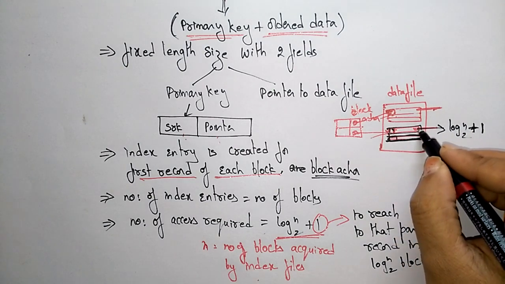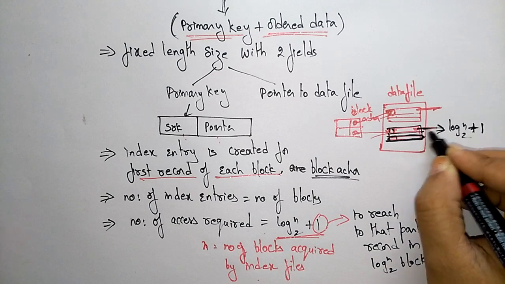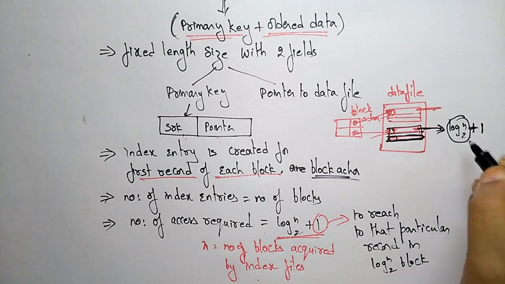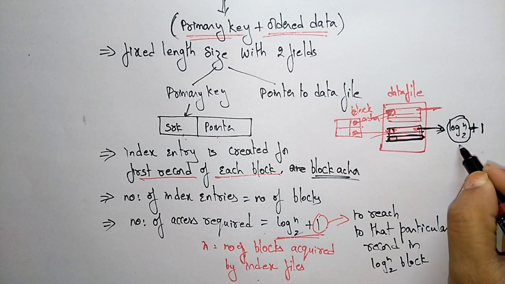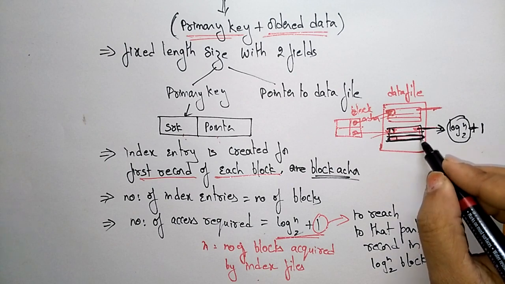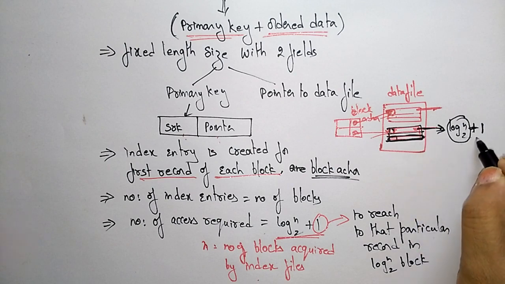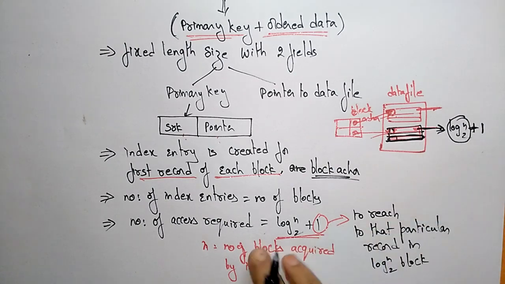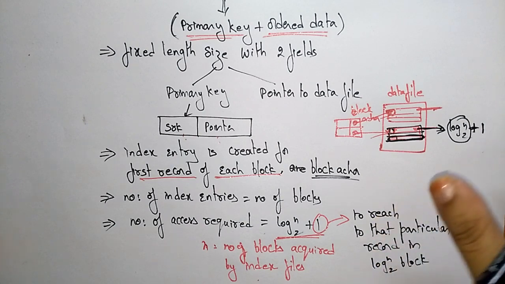After reaching the block starting point, that is, log n to the base 2 reaches the starting point of a block, meaning the starting record of a block, to search for the required value in that block you have to add plus 1. So that will be the formula for the number of blocks required to access. Okay, so let us see one example.